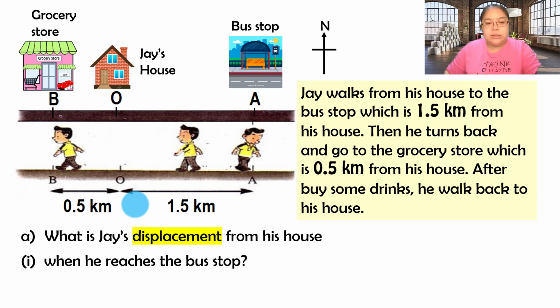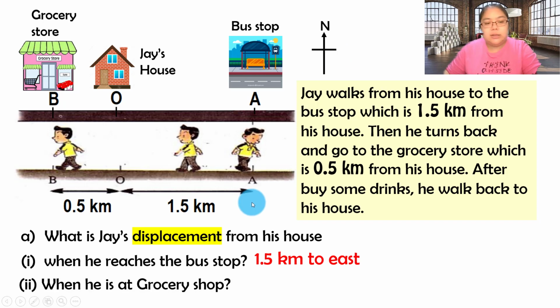Okay, what is J's displacement from his house when he reached the bus stop? So they ask about displacement. From here, we just have one direction, just O to A. So we do not need to subtract because he never turns back. So from here, we get it. The displacement is 1.5 kilometer. Then you need to mention this is east. We follow the direction here, so this is east.